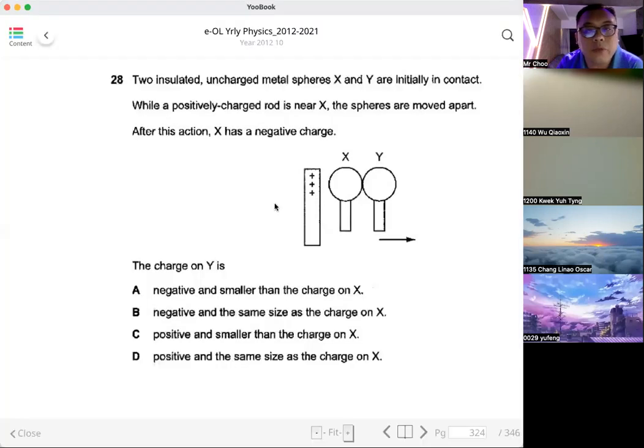Okay, all of you take a look at question 28. You may begin. You may do the question and then give me the answer.